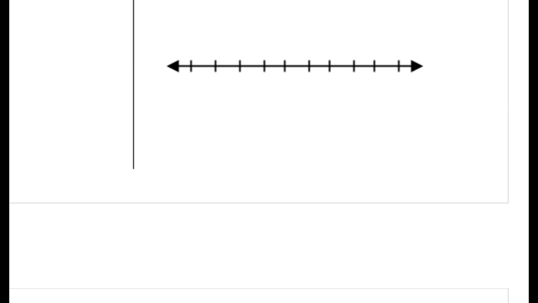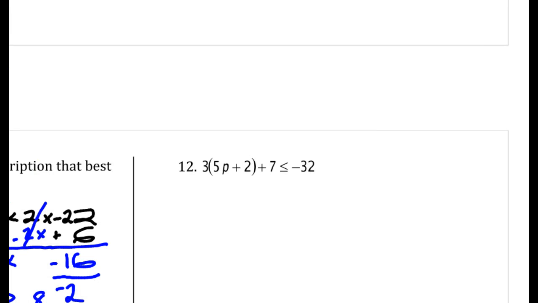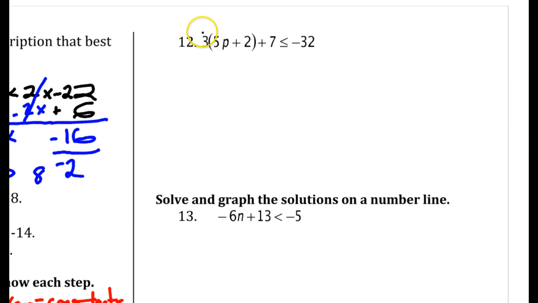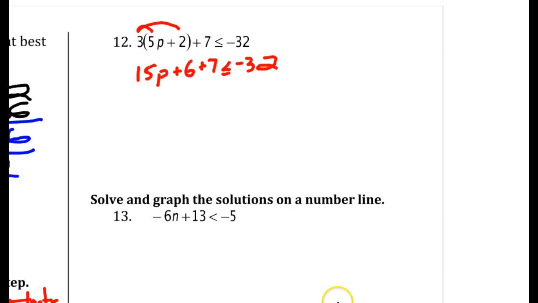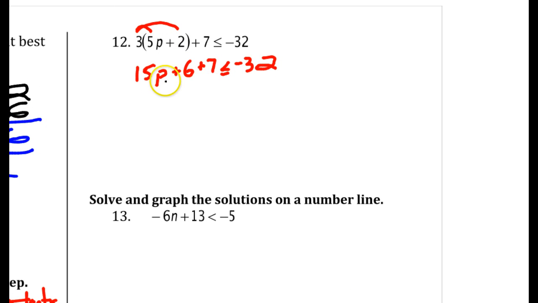Let's go to number 12. We have 15p and 6. Bring down everything else, plus 7, which is less than or equal to negative 32. And once again, on the same side, we have two constants. So let's bring those together first. 6 and 7 is 13. And just bring down everything else. 15p less than or equal to negative 32.